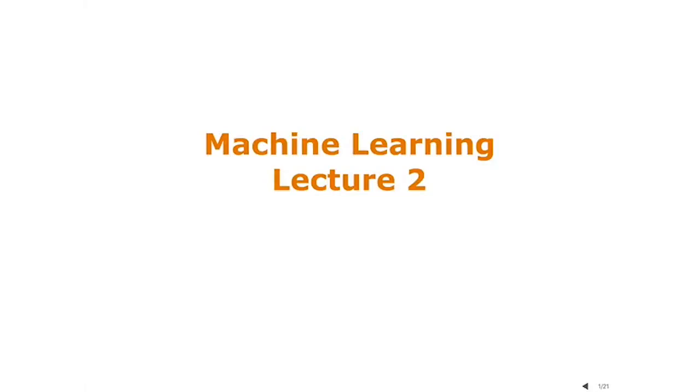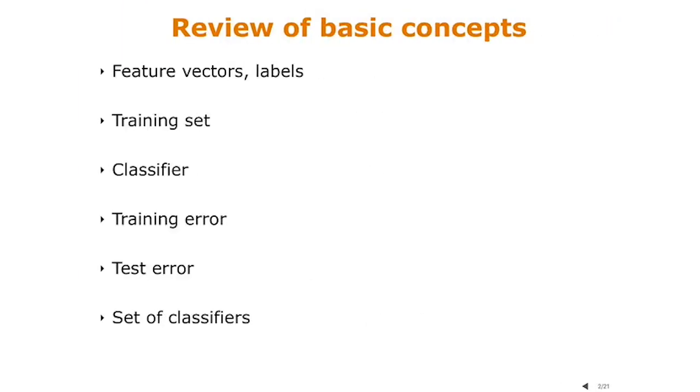Welcome back. This is Machine Learning lecture number 2. Let's start by reviewing basic concepts we've already seen from lecture number 1. Feature vectors X provide the context for a classifier to make predictions. They are vectors. They belong to R^d, so they are d-dimensional vectors in general. d equals 2 for points on the plane, as we've already seen.